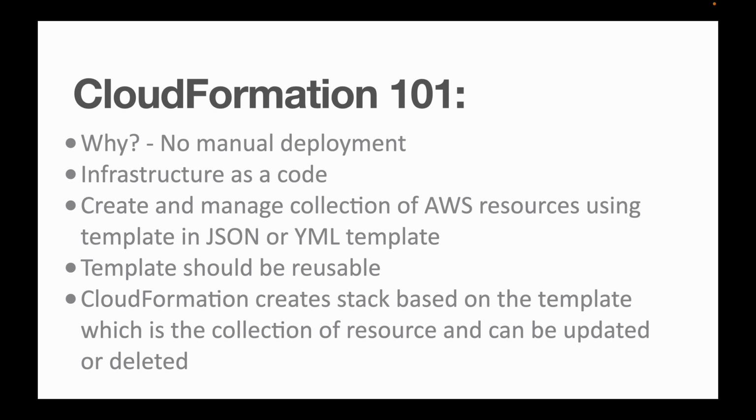So what CloudFormation does is infrastructure as code, and it creates and manages a collection of AWS resources using a template in JSON or YAML format. You provide the code in JSON or YAML, and it will create the resources which you need for your code. And the templates are reusable, so the same template with different parameters and configurations can be used in different environments, so there will be consistency and the resources will be created perfectly. That's why CloudFormation is known as infrastructure as code.